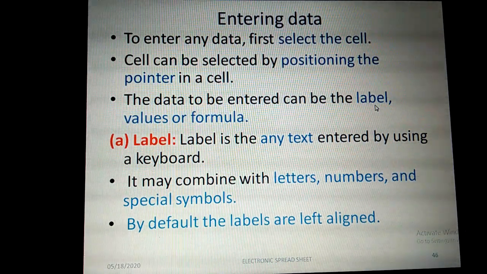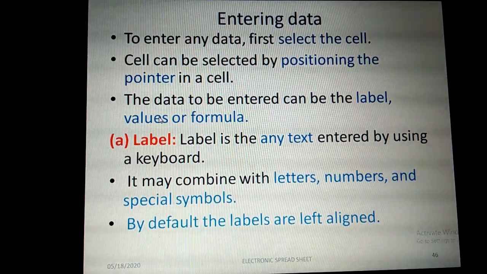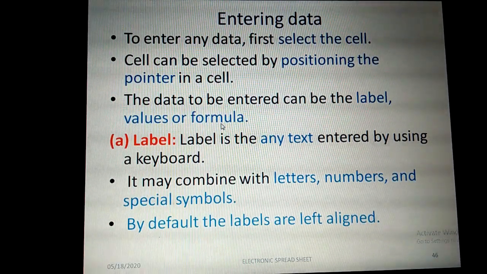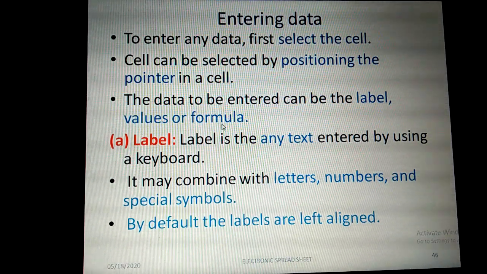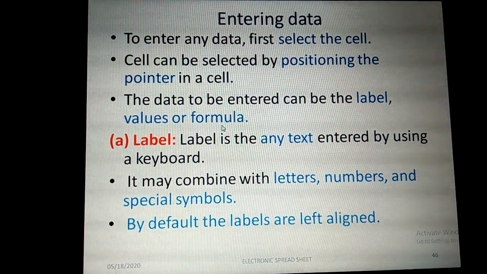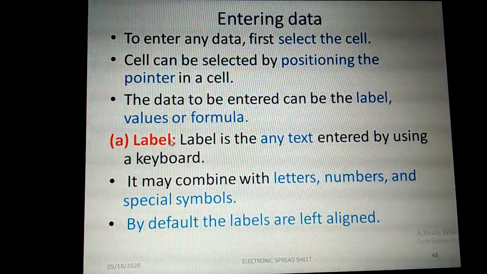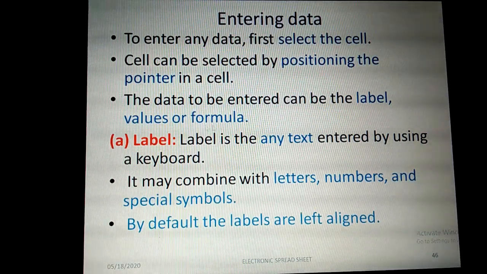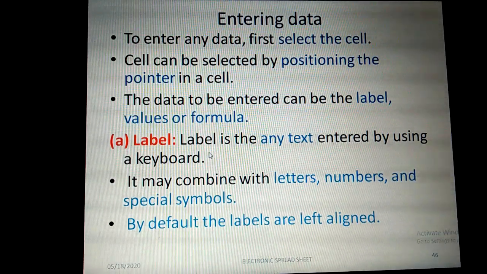Text value means letters or alphabets that you can enter, and values, meaning any numerical value we can enter, and the formula, that is a combination of letters or constants with mathematical operators and the equal to symbol making the formula. So first we will move on to label. What kind of data can we enter? Label, value and formula we can enter in the spreadsheet. So first one, label. Label is any text entered by using a keyboard.